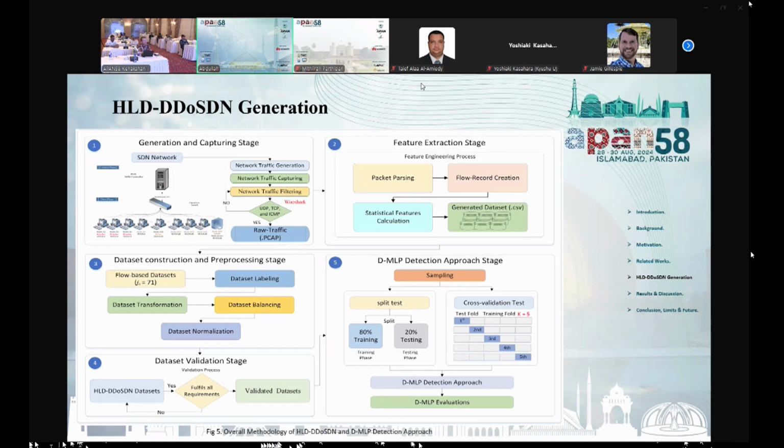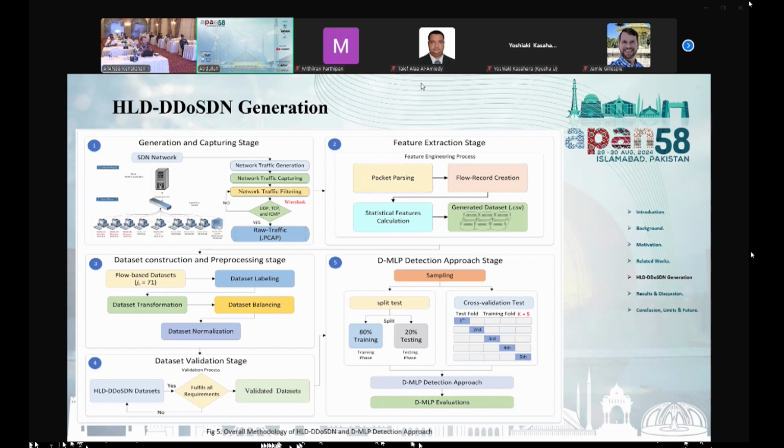This figure presents the overall methodology for the proposed SDN dataset and the deep MLP detection approach, which consists of five stages. The first stage is the generation and capturing stage, which aims to propose a realistic SDN dataset. The second stage is network traffic feature extraction, where a set of statistical features is derived from the SDN network traffic flow. The third stage involves construction and pre-processing, preparing the dataset for the proposed detection approach to yield meaningful and significant results.